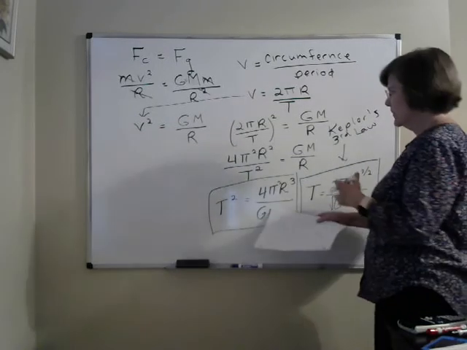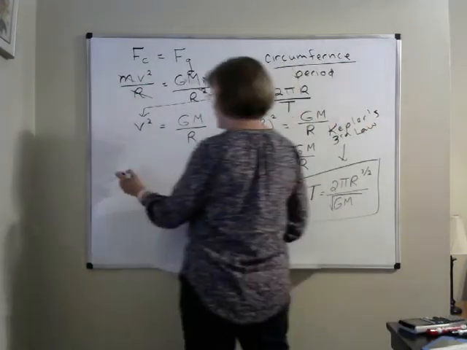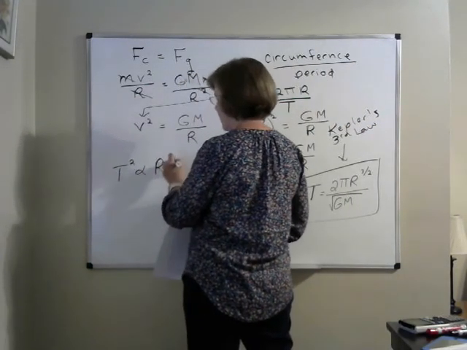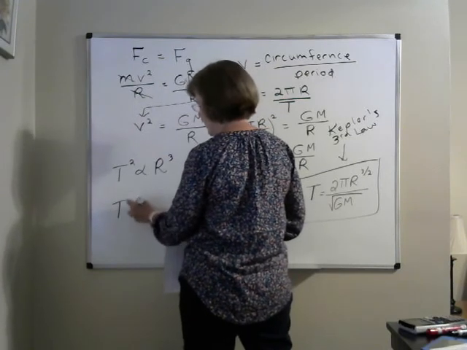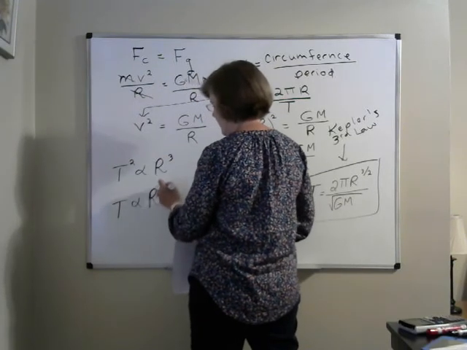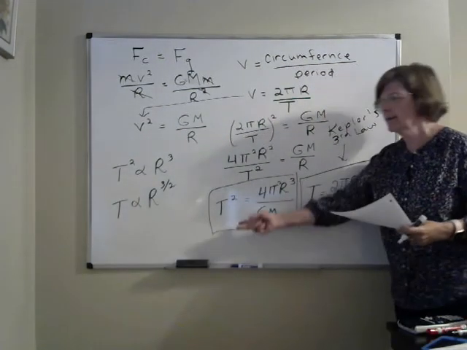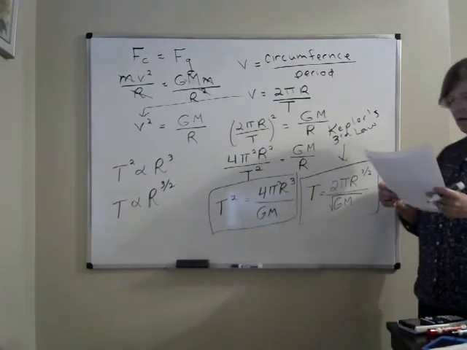And you'll see it written two ways. You'll see that T squared has to be proportional to r cubed, or you may see that the period has to be proportional to r to the 3/2. Those are equivalent statements. So we could write the law like this, or we could write the law like that.